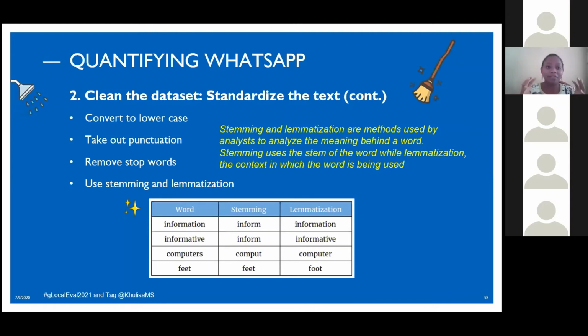The importance of this is when you're doing a word cloud, you want to find out which are the dominant words being used in a specific group. But if you don't do this stemming and lemmatization, the tendency is that the different variations are going to tone down certain words being used in the group. So it's essential to bring it down to either the base form or use lemmatization.